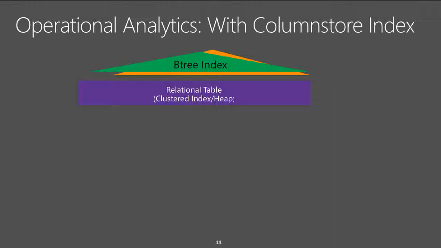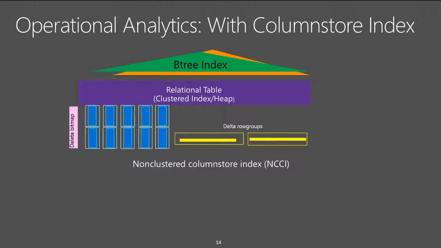Now, if you want to do operational analytics on it, all you do is create a non-clustered column store index, okay? Now, you see the structure is quite complicated, right? This is the question that I think you had. You see something yellow over there? This is what we call a delta row group. A delta row group stores the rows in the row store format. And periodically we compress them. So what you see in the blue are the rows that have been compressed, okay? So this is a non-clustered column store index.